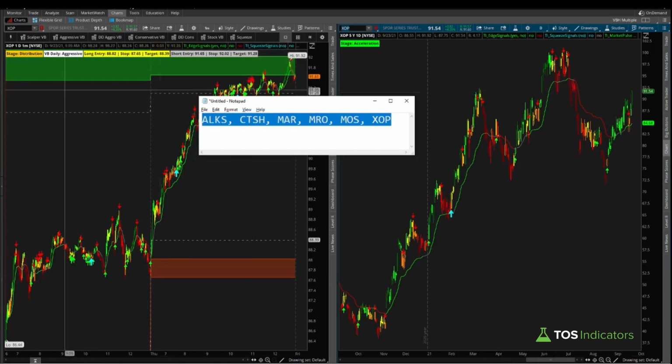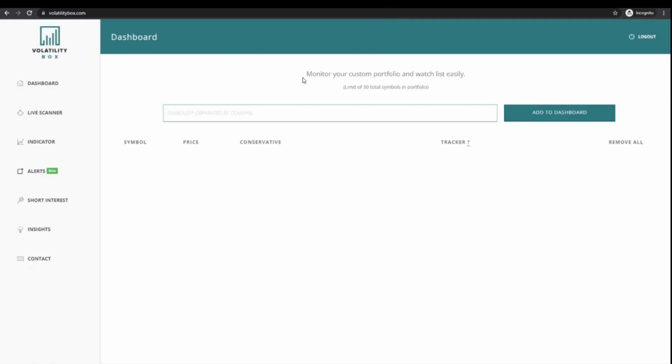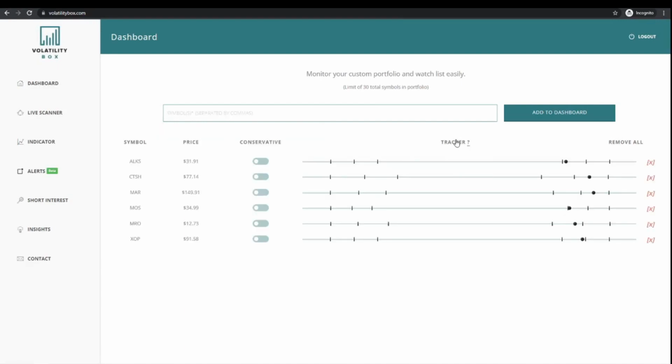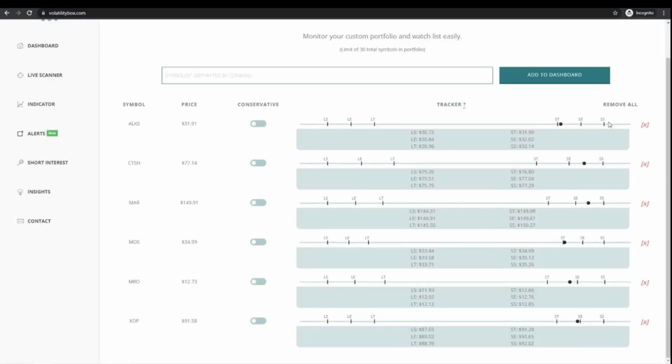Now, one last way that you can get all of these levels is to come inside of the Stock Volatility Box dashboard and just paste in that list, and you'll have all of the levels we talked about in today's video. We're focusing on the SS level, so ALKS 32.14, Cognizant 77.29, Marriott 150.27, Mosaic 35.26, Marathon Oil 12.85, and then finally the XOP ETF 92.02.